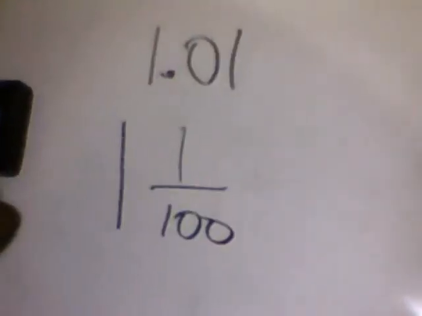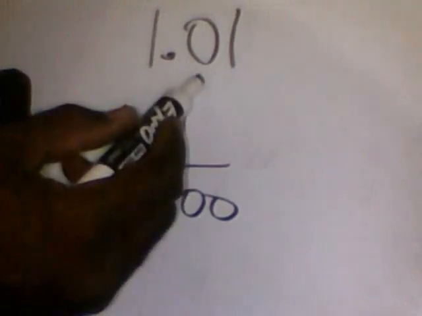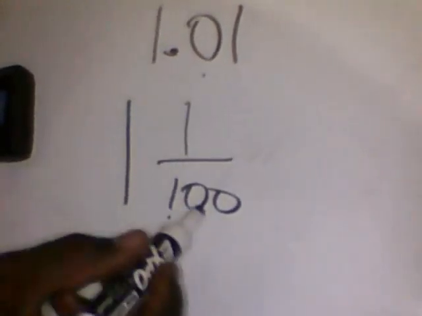What if we had 1.01? What would that answer be? Well, we have our whole number, and we know that 0.01 is the same thing as 1 over 100. Good. Alright, so you see, what we're basically doing is counting the number of decimal places, always have a 1, and put our zeros according to the number of decimal places.